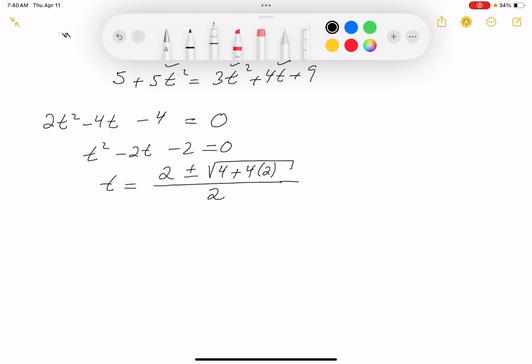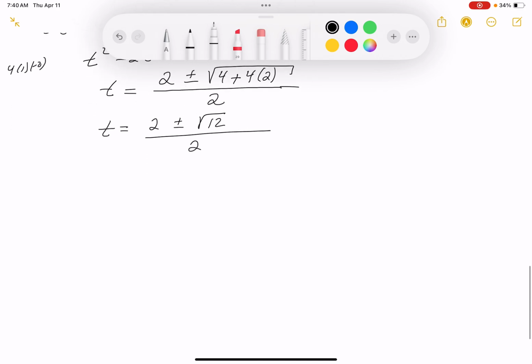All right, you got to be careful. t equals, maybe I should check that again. Minus 2 squared is 4, and 4 times a times c. Let me turn this side. 4, 1, and c is minus 2. Yeah, minus 8, so minus 8 is plus 8. So you get 2 plus or minus 2. Let's see, 4 times 2 is 8. 8 plus 4 is 12. Oh, 12's got a perfect square, doesn't it?